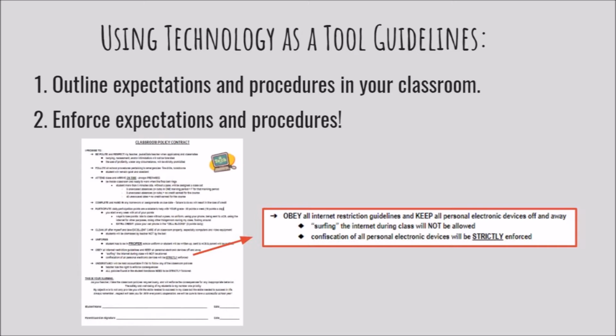1. Outline expectations and procedures in your classroom. 2. Enforce these expectations and procedures. As you could see, I provided a copy of my classroom contract for your viewing. I let my students know that technology in my classroom is going to be a privilege and not a right, and something that they need to earn and respect.